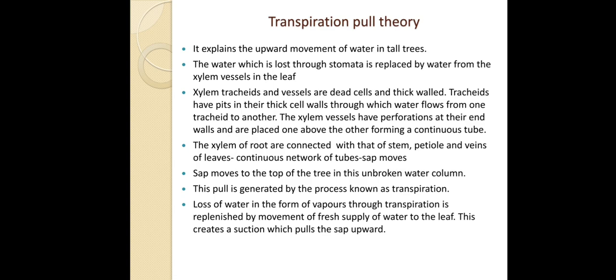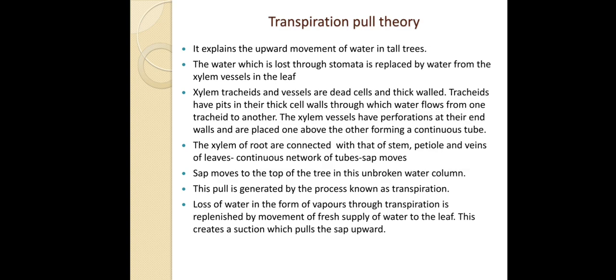So this pull is generated by the process known as transpiration. When transpiration is taking place on the top of the leaves, that means the loss of water through the aerial parts of the plant. So loss of water is there at the top of the tree, and there low water potential is created. At the down level, water is more, the root has absorbed the water, so it goes slowly step by step up higher to the top parts of the leaves, and loss of water in the form of vapors through transpiration is replenished by movement of fresh supply of water to the leaf. So this creates a suction which pulls the sap upward.